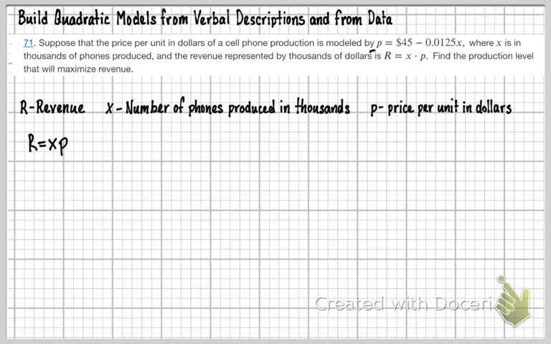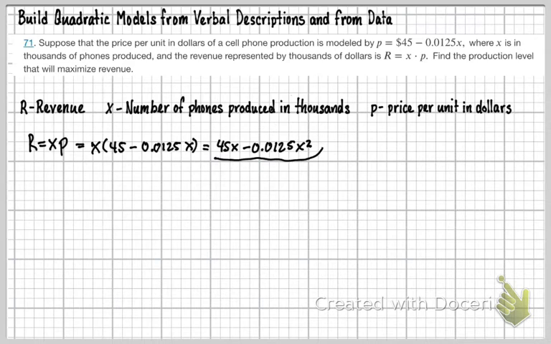Now, the way to do that is because we have this P equals here. So we're just going to take this part here and replace it for P down here. So our revenue is really X times 45 minus 0.0125x. I'm just putting that in place of the P. So now I'm going to multiply this out. So this is going to be 45x minus 0.0125x squared. And now you can see why this was dealing with a quadratic function.